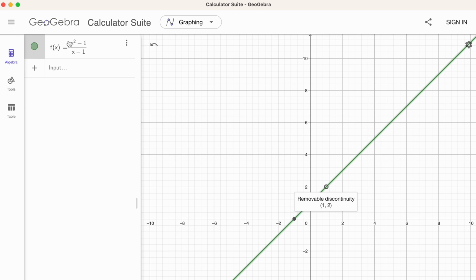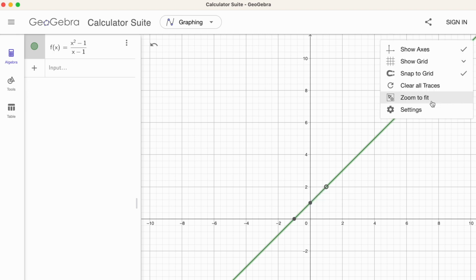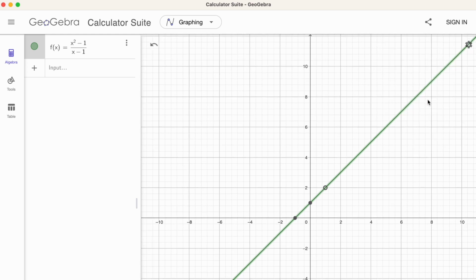Just make the graph of the function and notice a hole. In case you don't see the hole, remember, click zoom to fit, and click close to the point in case it doesn't show you the removable discontinuity that we are looking for. Okay, so that's the way that you can work in GeoGebra for this type of problems.